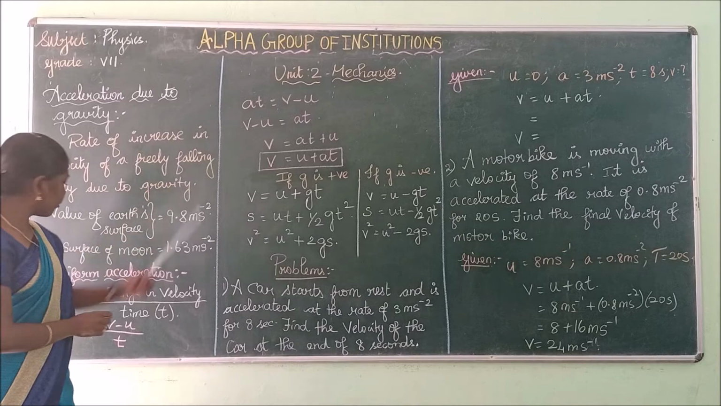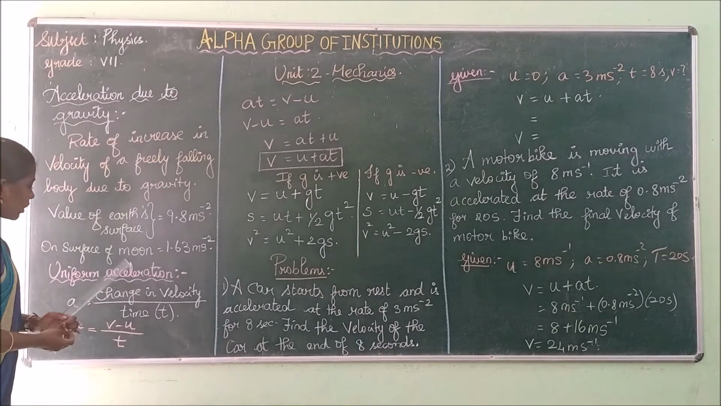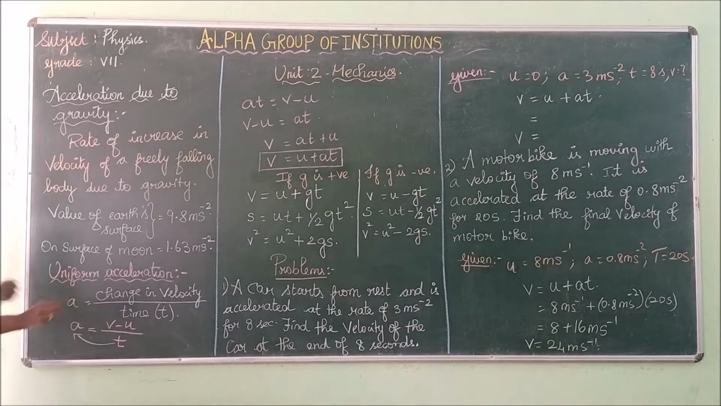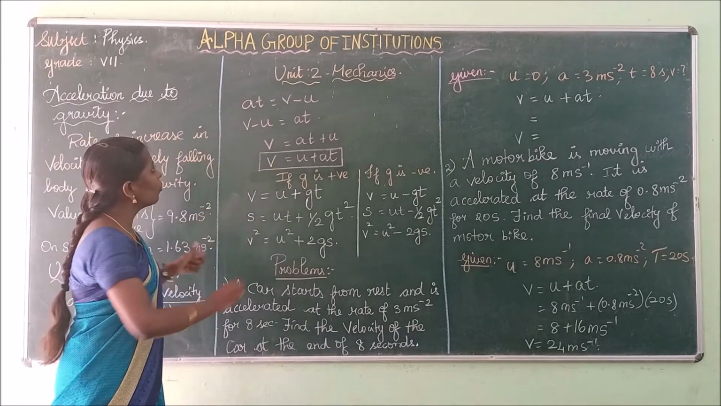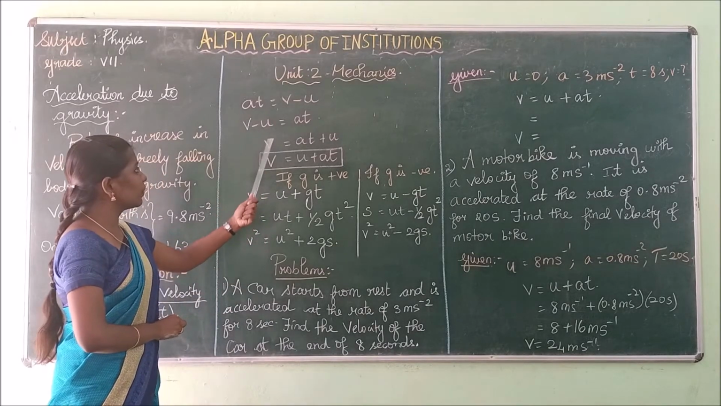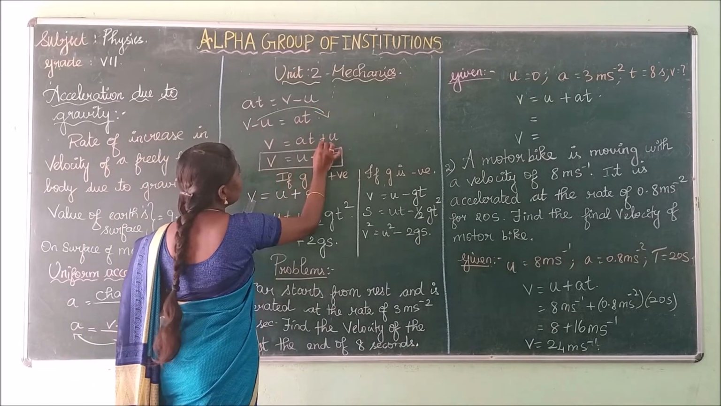Now from this formula we are going to calculate velocity. a is equal to (v minus u) by t. v is your final velocity, u is your initial velocity and t is time. Now if you cross multiply, t goes to this side. at is equal to v minus u. Now v minus u is equal to at.